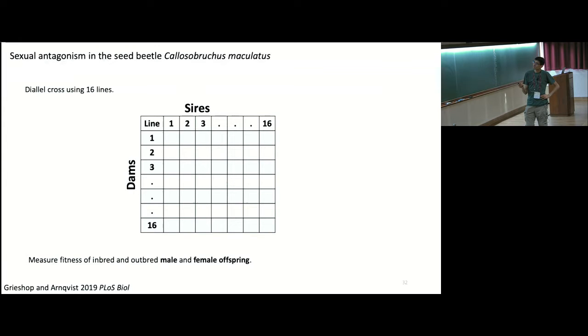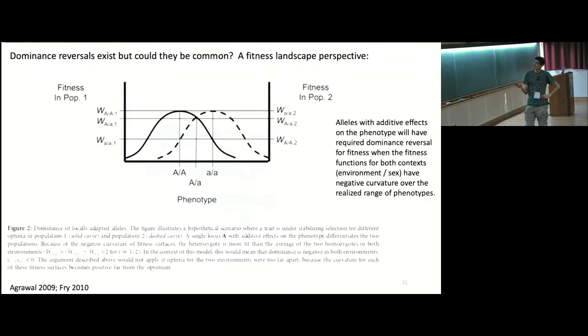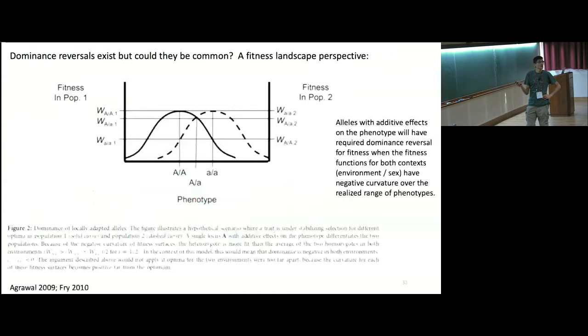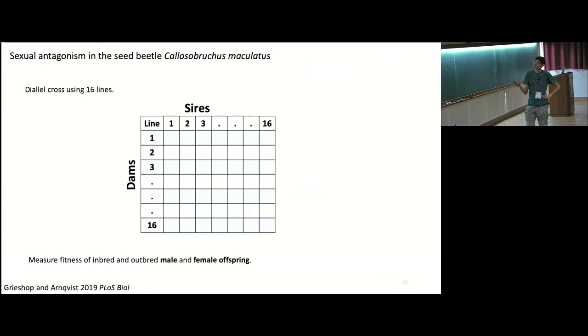So I showed you this one result that came from salmon for one particular gene. I've showed you an idea for why dominance reversals might be more general. And this is, to my mind, the best data of an attempt to look more broadly across the genome for evidence of this dominance reversal. This is the work of Carl Grisham and Jorn Arnqvist, the paper that came out earlier this year. They were studying Callosobruchus maculatus, this seed beetle.